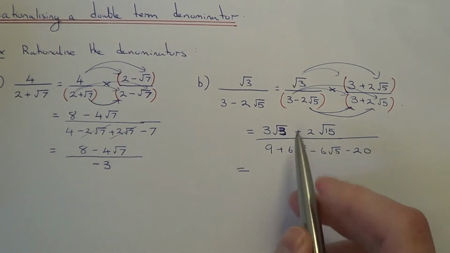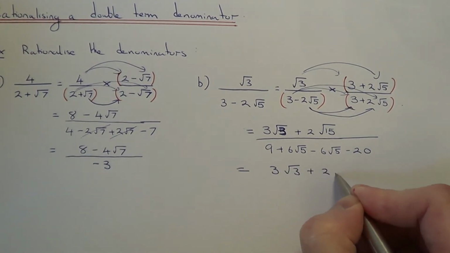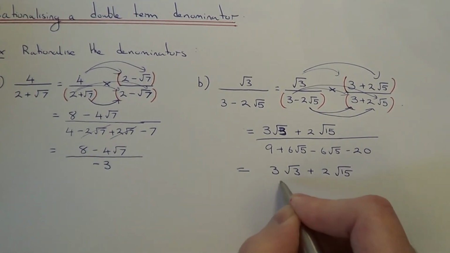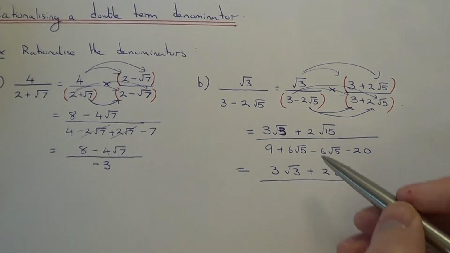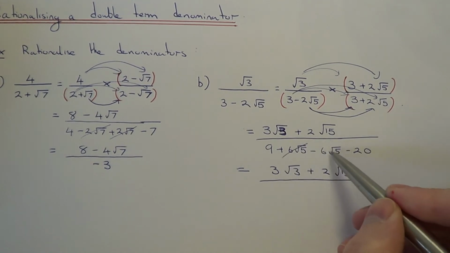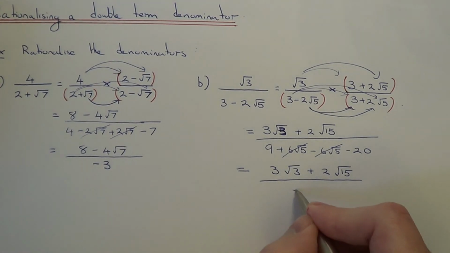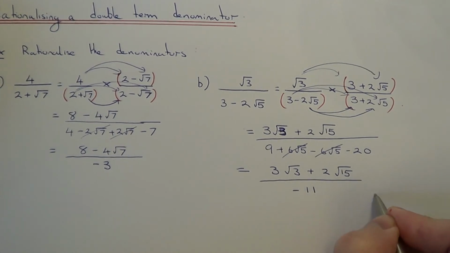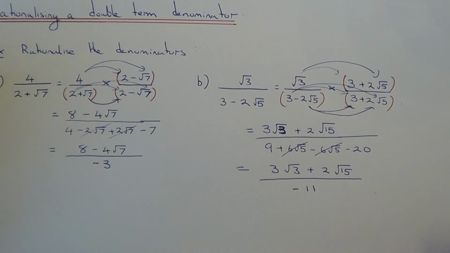So there's nothing to simplify on the top, so we can leave it as it is. On the denominator then, these middle two again cancel out, and 9 take away 20, that will give us minus 11. So again we've got a rational number on the denominator.